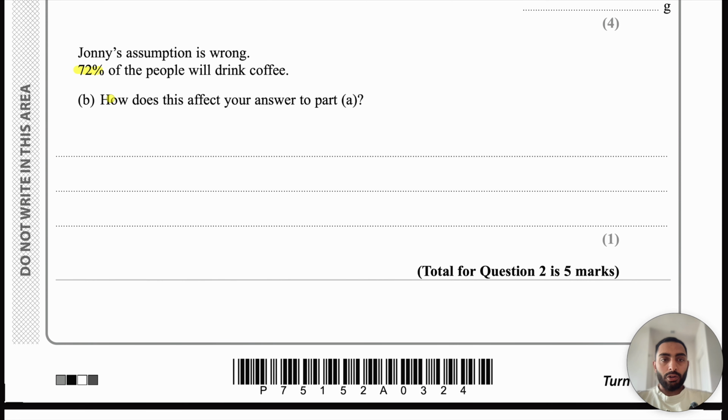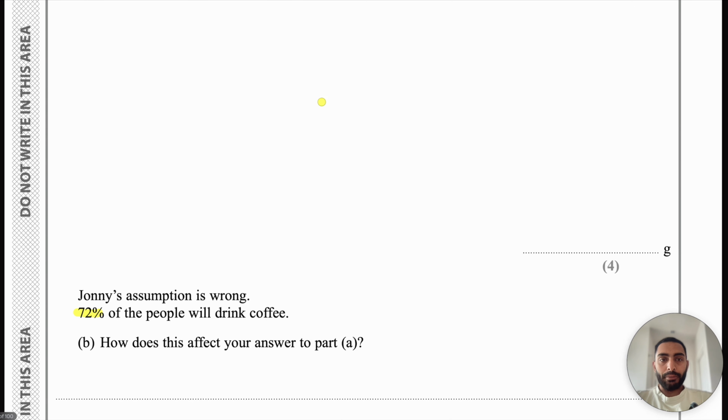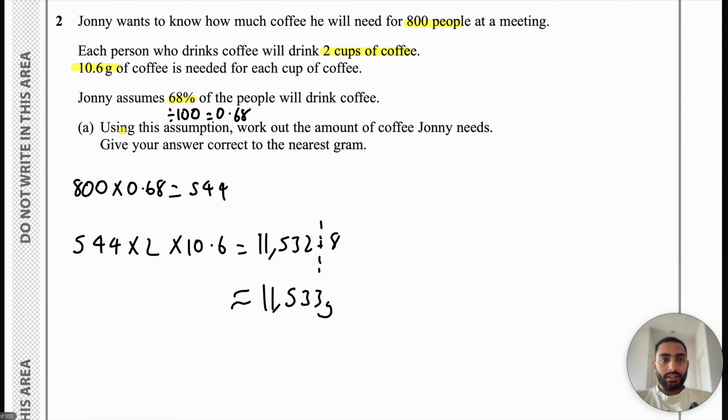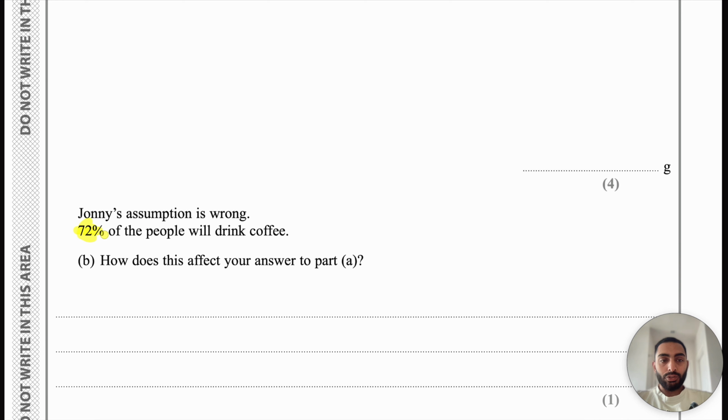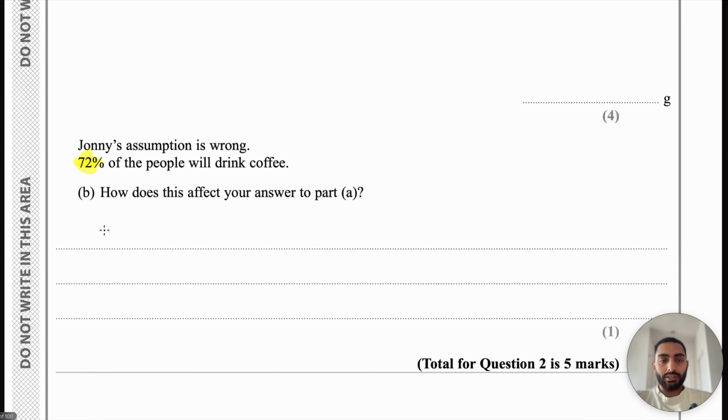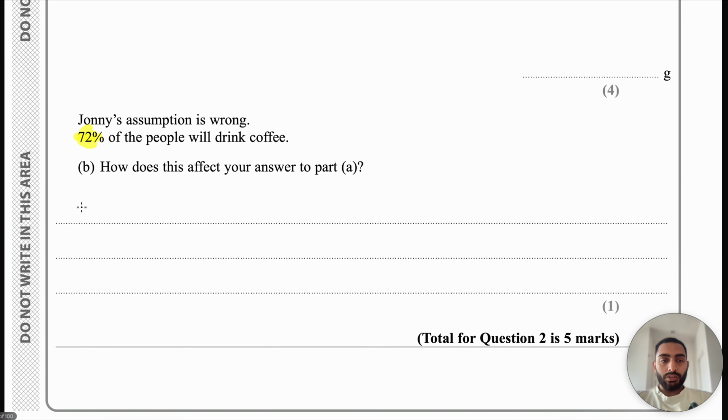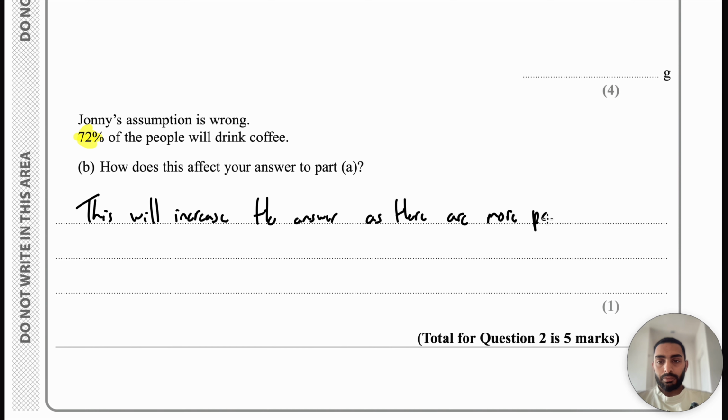Johnny's assumption is wrong. 72% of the people will drink coffee. How does this affect your answer to part A? In the first part, it said 68% will be drinking coffee, but in the second part, it says 72% are going to be drinking coffee. So it's an increase. There will be more people drinking coffee. So this will increase the answer as there are more people drinking coffee.